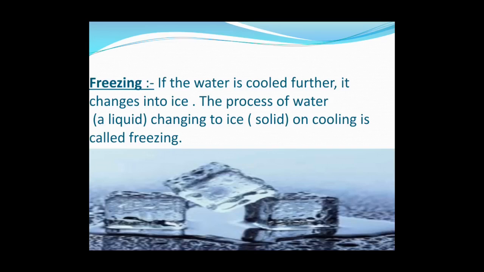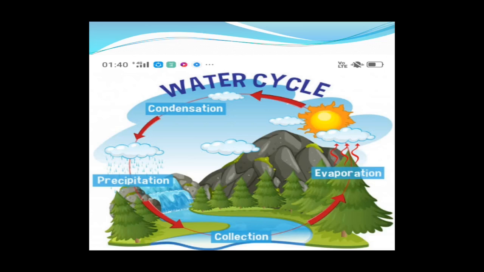Freezing. If the water is cooled further, it changes into ice. The process of water changing to ice on cooling is called freezing. Children, you keep water in the freezer inside the refrigerator and it gets converted into ice. Children, in the picture you can see the water cycle.